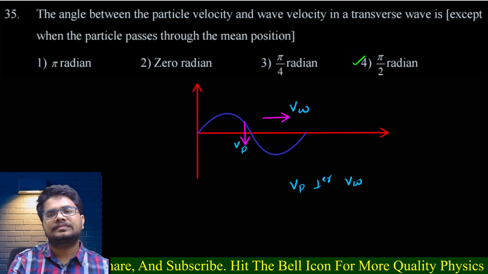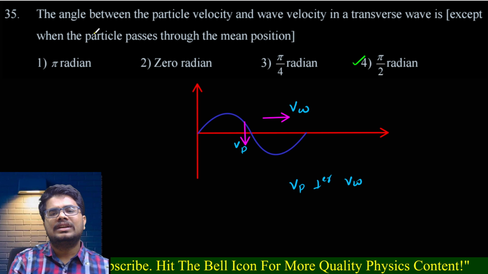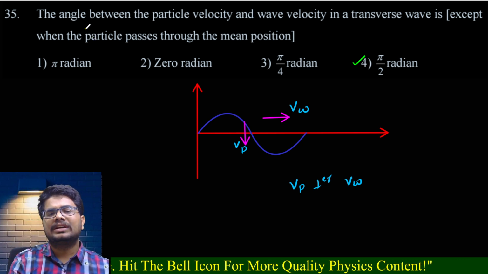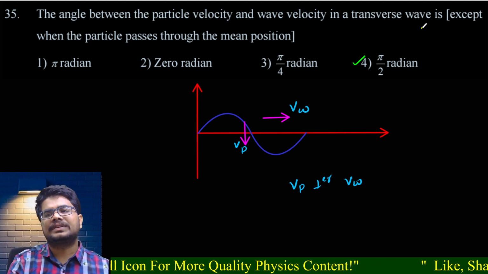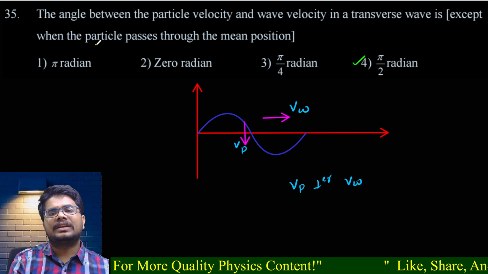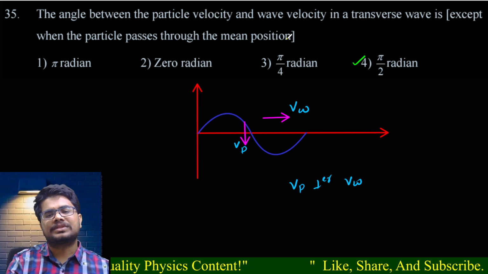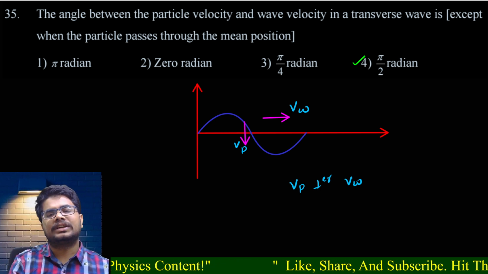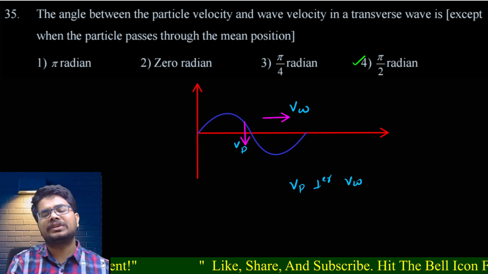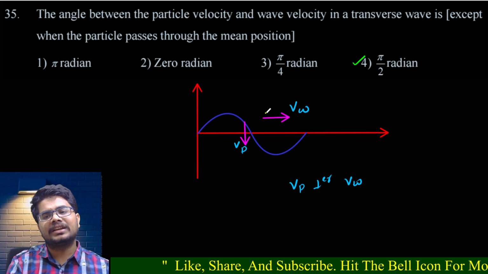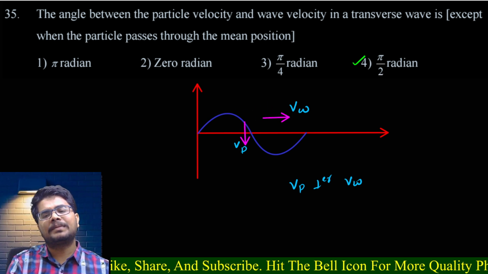Next, the 35th question. This is also an NCERT theory question. The angle between the particle velocity and wave velocity in a transverse wave, when the particle is passing through the mean position. Leave that aside; if you think carefully, we studied this point in theory, in the definitions themselves. Whenever the wave is moving in one direction, the particle will vibrate perpendicular to it.